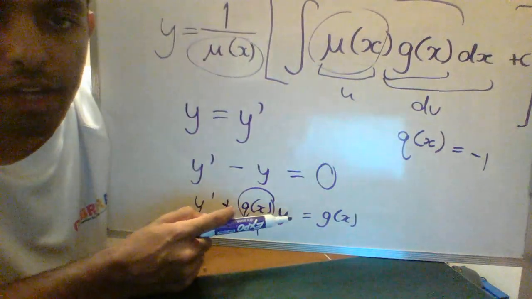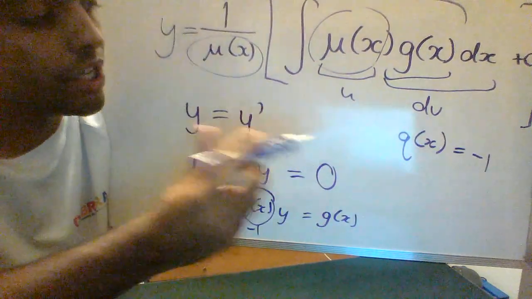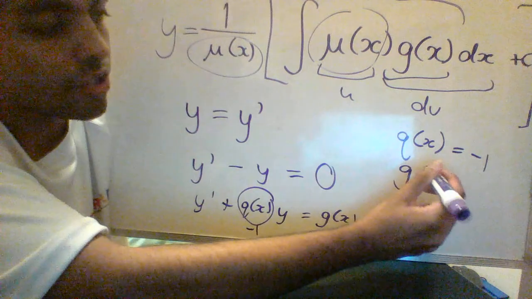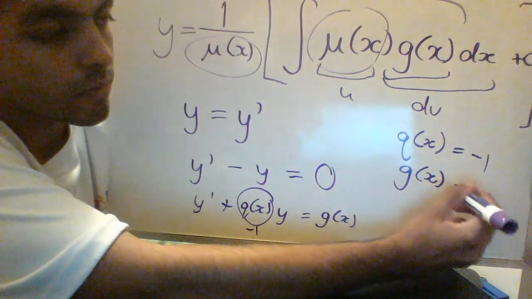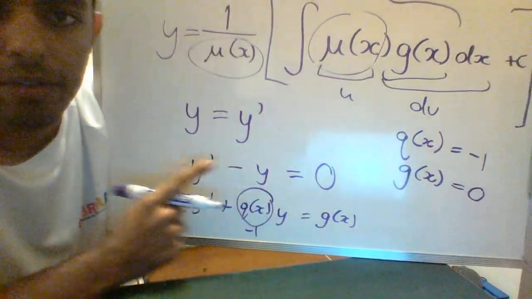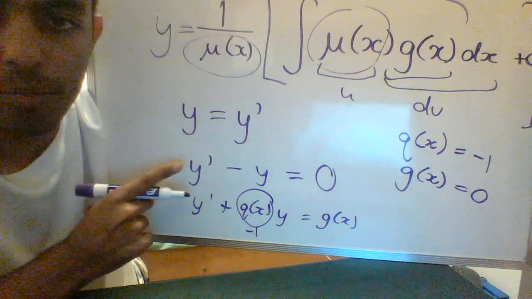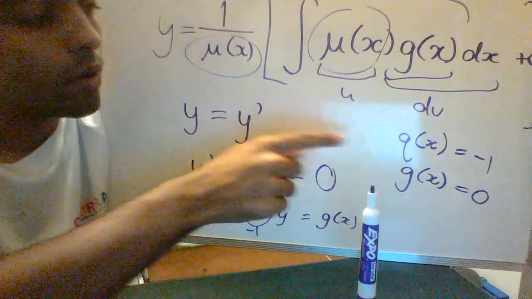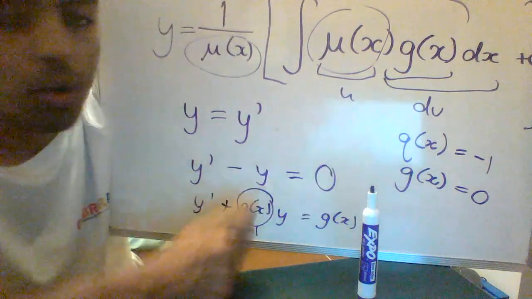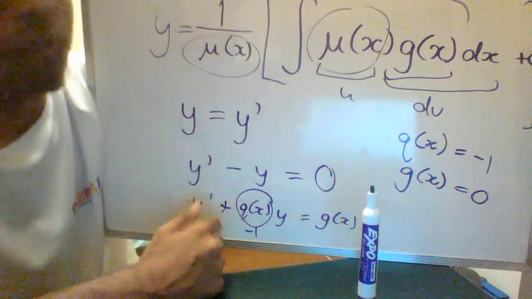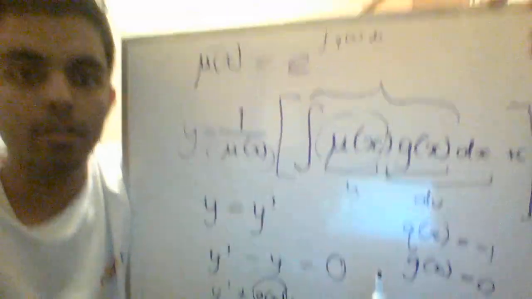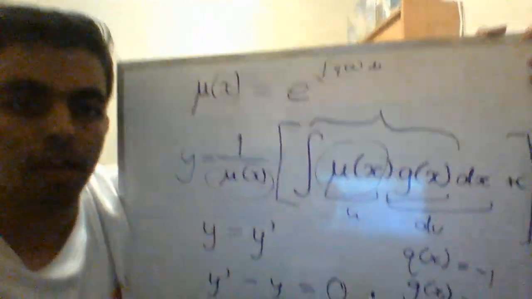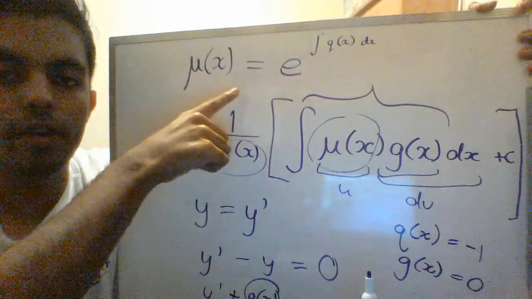And if you look on the right hand side of the equation, we know little g of x is just 0 from the previous line, where we rearranged to get y prime minus y equals 0. Alright, so we know what q of x is, we know what g of x is, and now we can move on into using that formula up top, right up here.